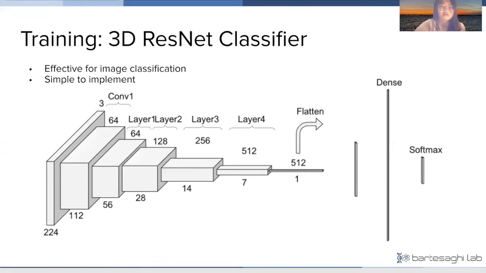Our classifier is implemented using 3D ResNet since it has useful packages and is effective for image classification. The architecture is shown in the figure. We choose ResNet because its skip connections can help prevent vanishing gradient and make the network much deeper for the classification tasks.